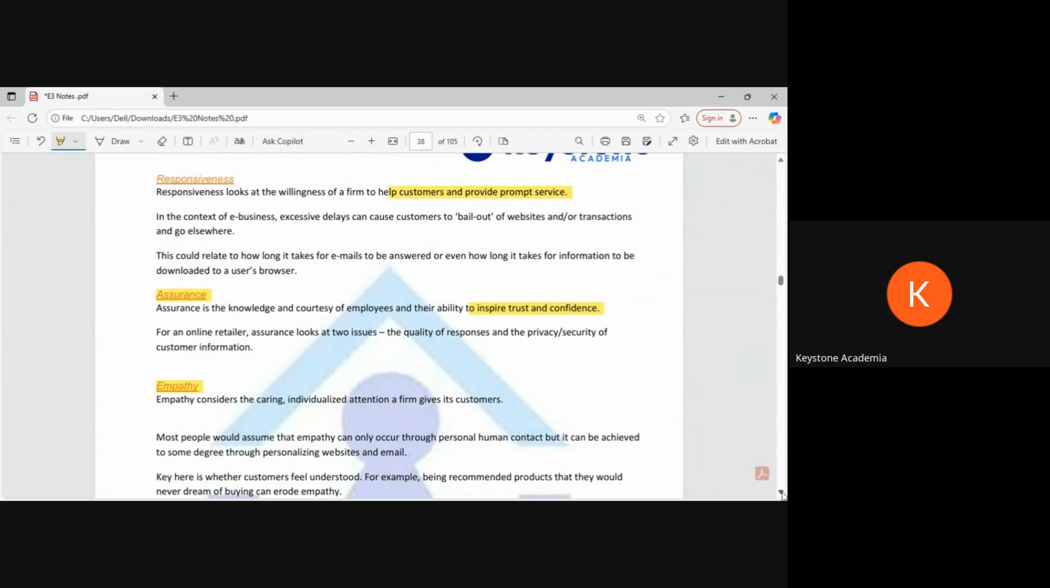Usually, it's very easy to promise. Companies come up with so many values and they talk about how we are empathetic, we are very responsive, but everything is coming at a cost. And many times the employees themselves are not treated very well. So the employee doesn't pass on that empathy and responsiveness or assurance to the customer.